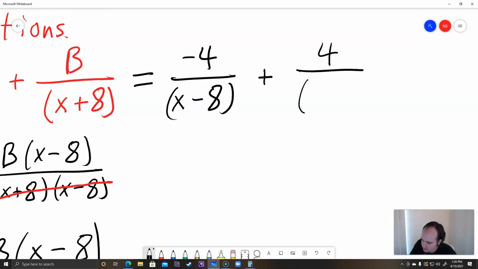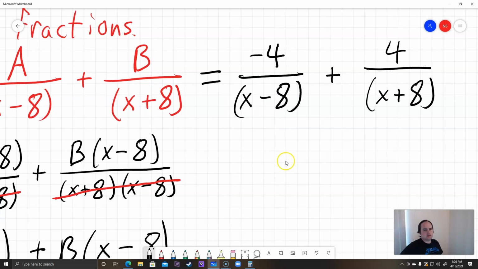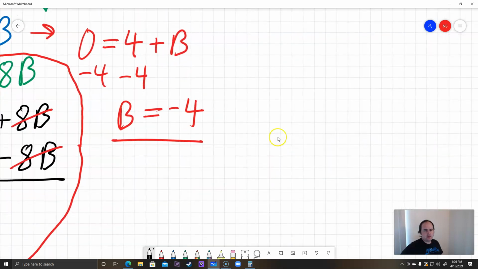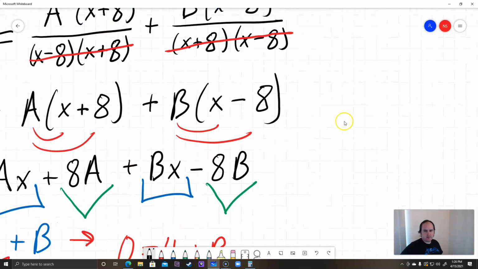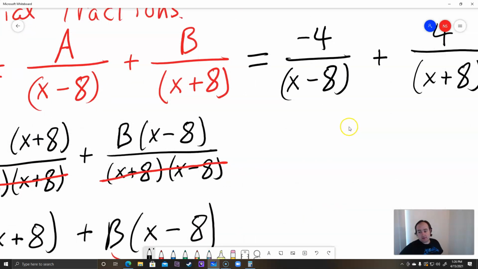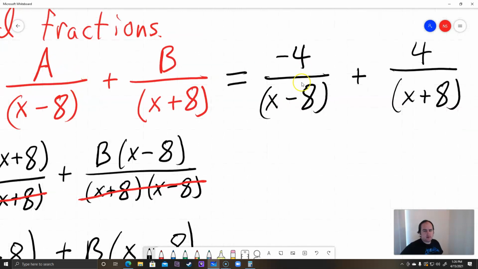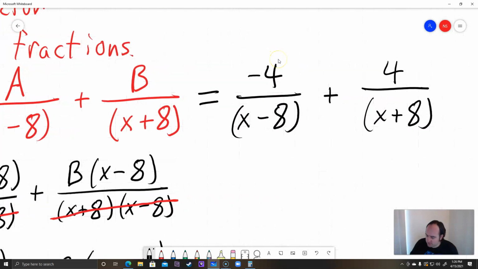So let me just make sure I remember them right. Was a negative 4 and b positive 4? No, I got them mixed up. Okay, so a was positive 4 and b was negative 4. It's probably because I haven't eaten lunch yet. Okay, so a was positive 4 and b was negative 4.